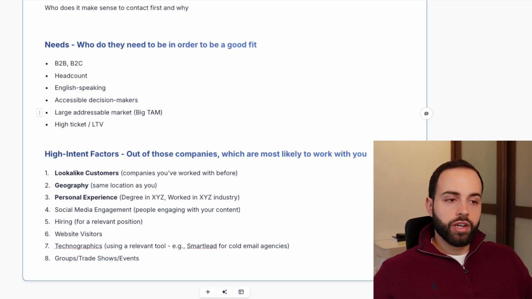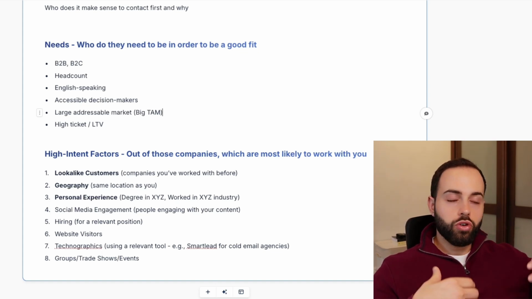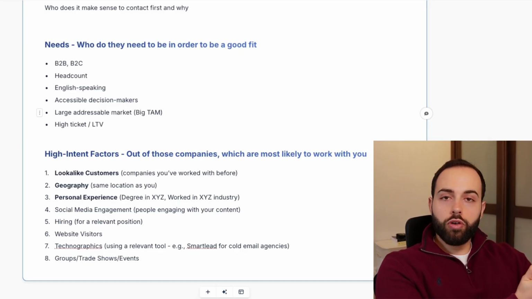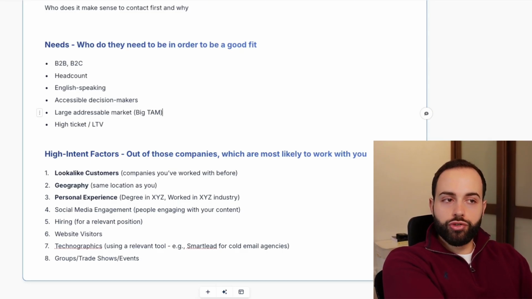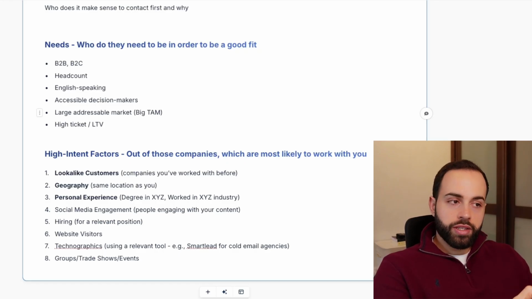Now, the third factor is personal experience. So do you have a degree in accounting? If you have a degree in accounting, reach out to accounting firms and tell them that you understand their language, you understand their world, you already have a degree in accounting. Maybe you've also worked in the accounting industry, or you've worked in whatever industry. So reach out to the companies in industries where you already have experience.